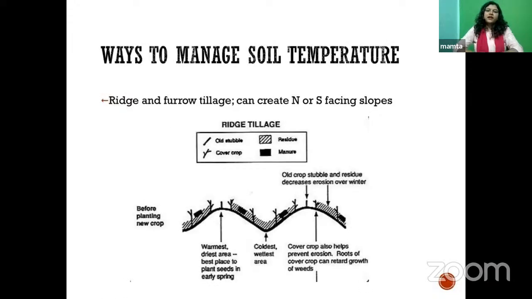Now, ways to manage soil temperature. Again, it comes to the slope, north and south facing slopes. In south facing slopes, we already discussed that there will be warmer temperature. So when we make the ridge and furrow, we decide on the basis of the temperature needed. In winter we need high soil temperature, but in summer we need low soil temperature. Depending on that, we can make our ridge and furrow in that direction.